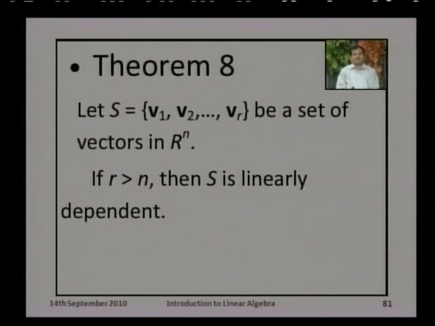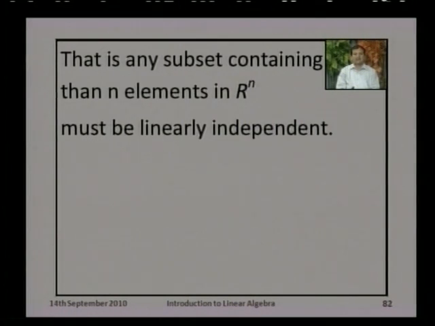Let S be the set {V1, V2, ..., Vr} in Rn. So, it belongs to Rn. If r is greater than n, that is the number of vectors in S is more than n, then S is linearly dependent. So, in Rn, any set having more than n elements is linearly dependent.